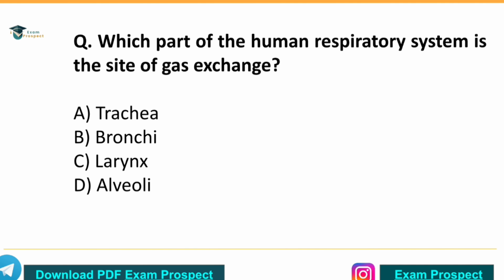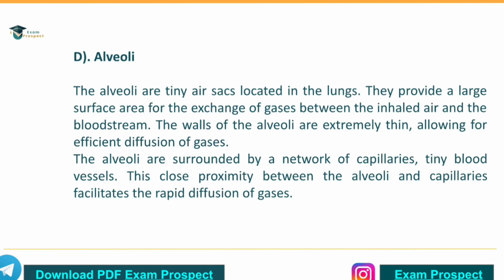Next question, which part of the human respiratory system is the site of gas exchange? Correct answer is option D, alveoli. Here, the alveoli are tiny air sacs located in the lungs. They provide a large surface area for the exchange of gases between the inhaled air and the bloodstream. The walls of the alveoli are extremely thin, allowing for efficient diffusion of gases. The alveoli are surrounded by a network of capillaries, tiny blood vessels. This close proximity between the alveoli and capillaries facilitates the rapid diffusion of gases.